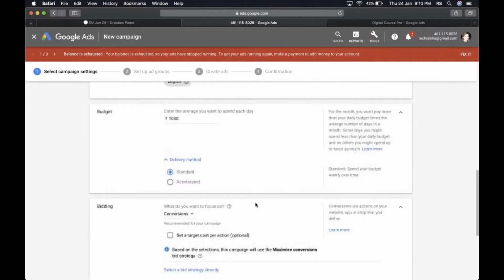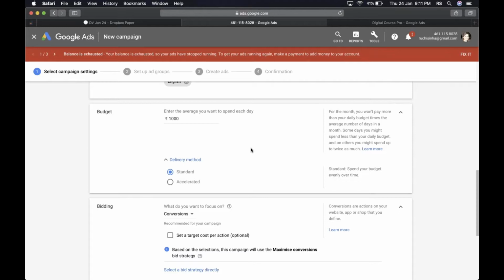Now, what that means is they're asking how you want to spend. Suppose I'm saying 1000 INR. How do you want to spend this 1000? Do you want this 1000 to be spent over the entire day? That is the standard delivery method. I'm saying that 1000 rupees, do not spend it quickly but spend it over the entire day, some in the morning, afternoon, evening, night, distributing the money evenly. In that case, they will not show your ad all the time.